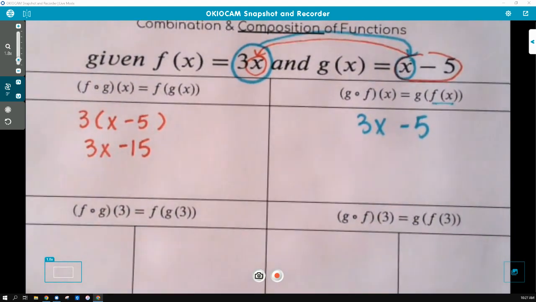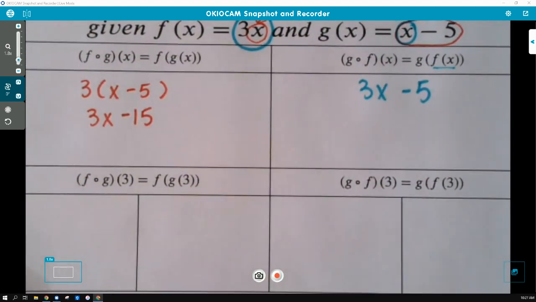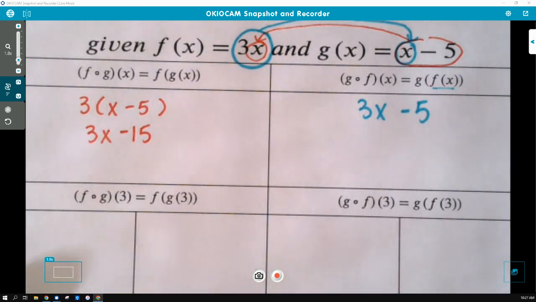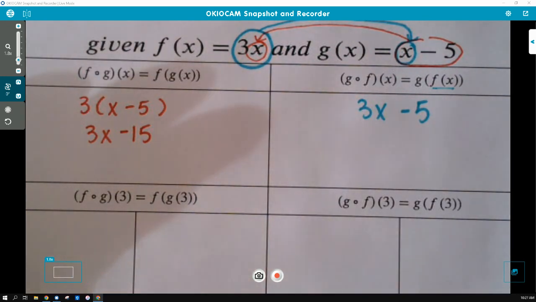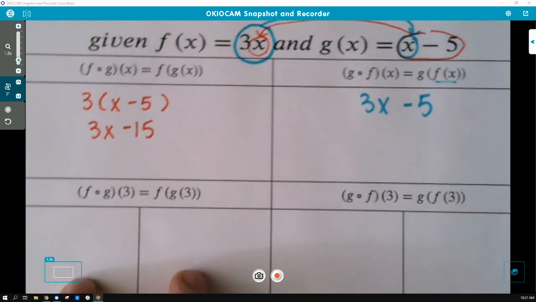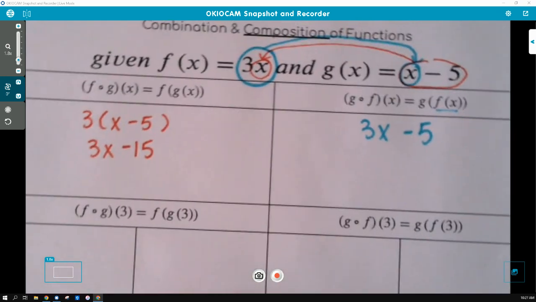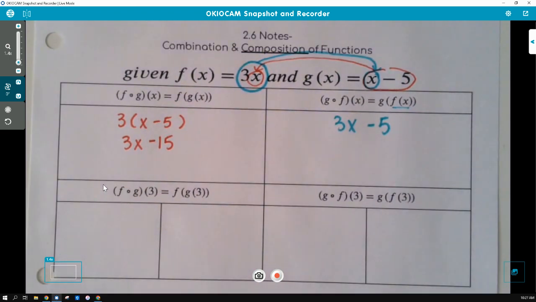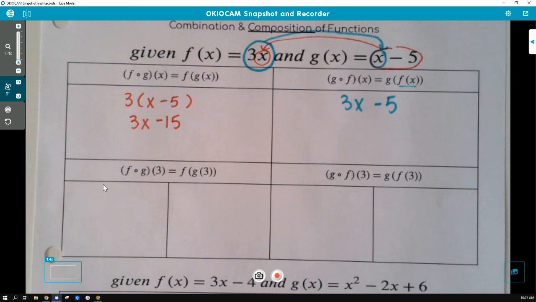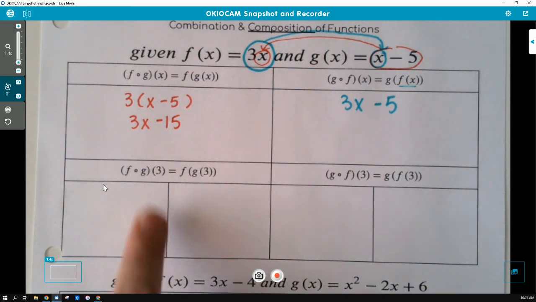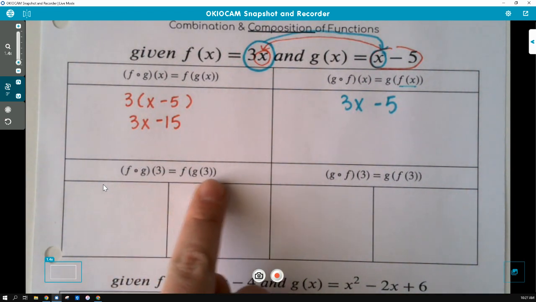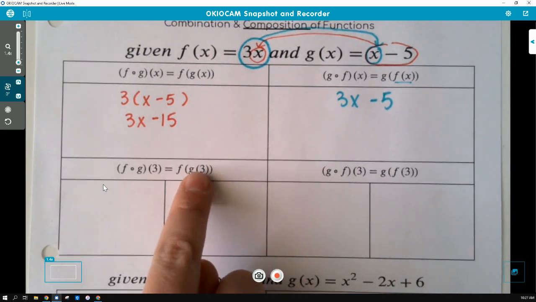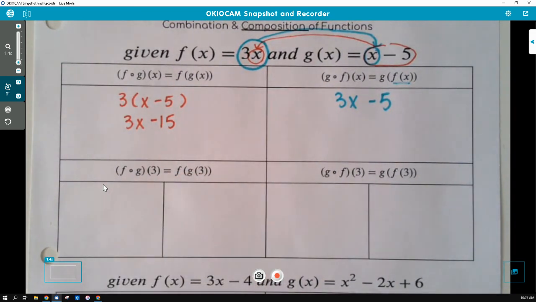Okay. In addition to doing composition of functions, we will also be evaluating our composition of functions at certain values. I put 2 boxes here because there are 2 ways to do this, both of which are correct. So I want to show you both ways because it's better to have 2 ways to do it than none. And that way, if you forget one, you can do the other. So f of g of 3 means f of g of 3. So that means we're going to plug g of 3 into our f of x equation.